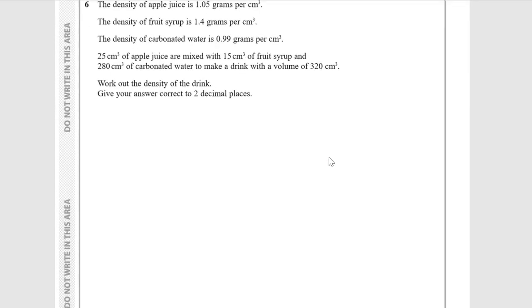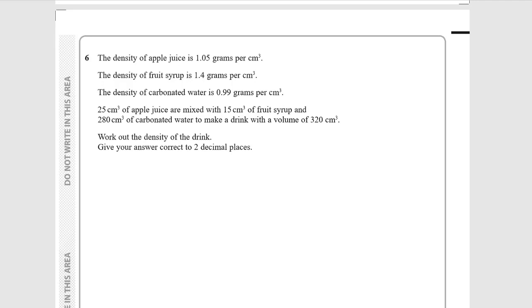Okay, the next question. Question 6. So we have the density of apple juice, density of fruit syrup, density of carbonated water. So remember, I'm going to have my triangle, which is mass, density and volume. So we have that triangle. This is D. This is V. Right, so essentially the question is work out the density of the drink.